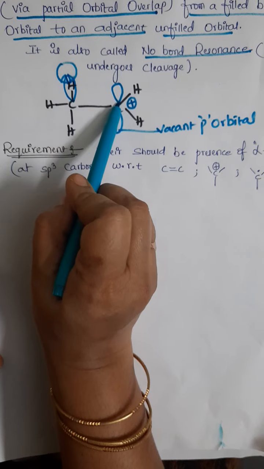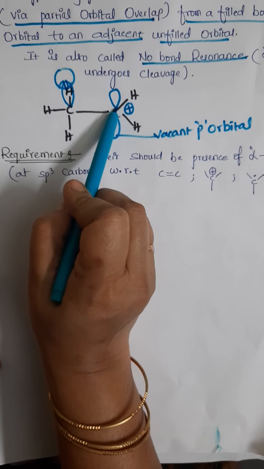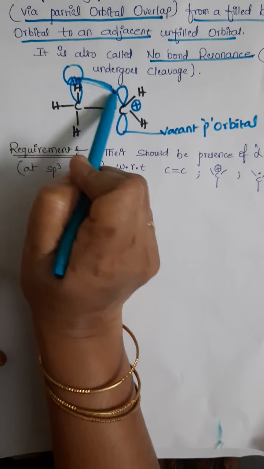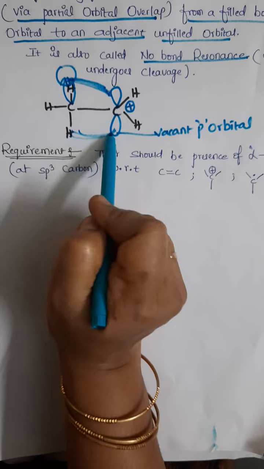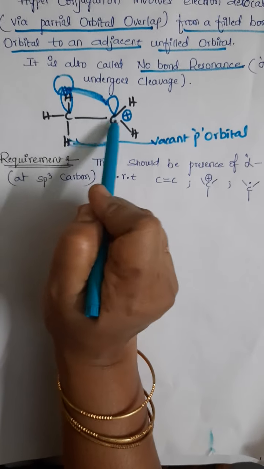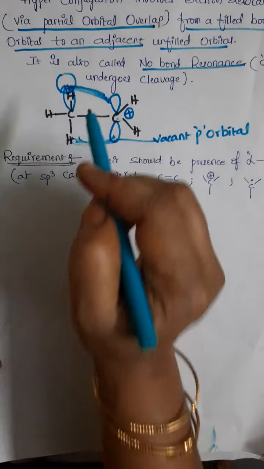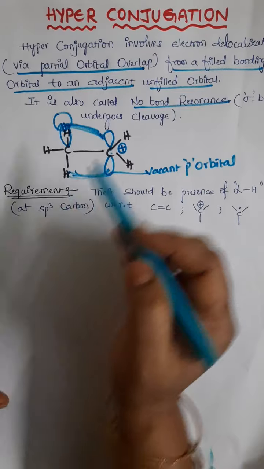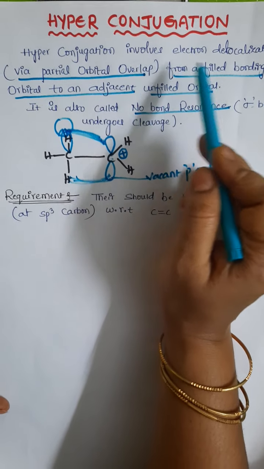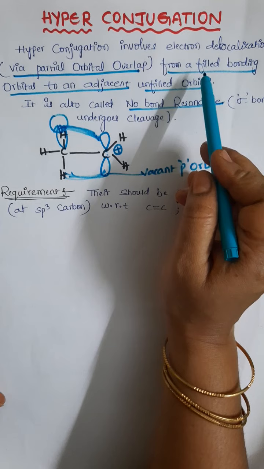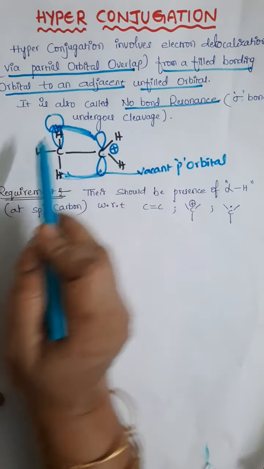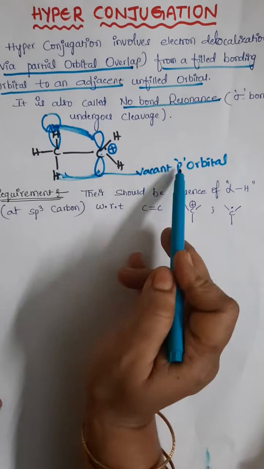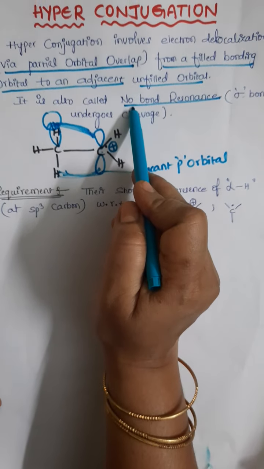This vacant p orbital of the positively charged carbon attracts these electrons towards itself. As a result, a pi bond forms between these two carbons. That kind of phenomenon is called what? Hyperconjugation. What did I say here, students? Electron delocalization takes place from where to where? From a filled bonding orbital to an adjacent unfilled orbital, like this. That's why it is called no bond resonance.